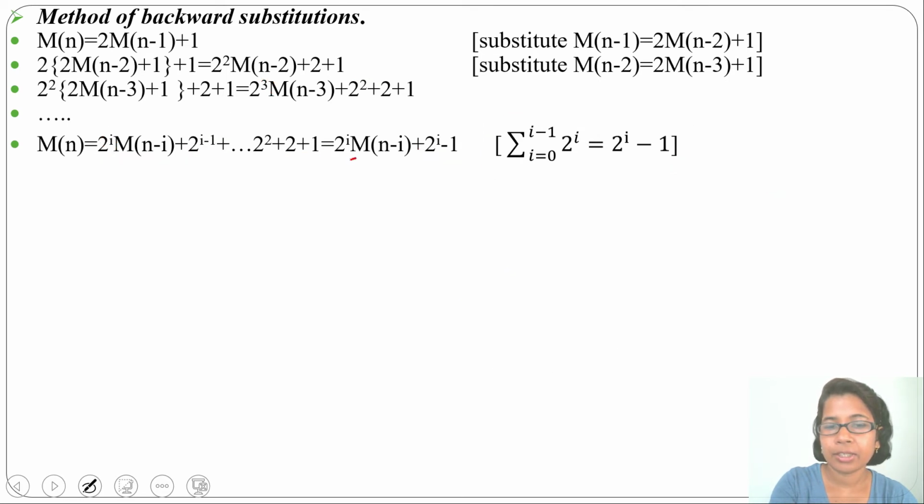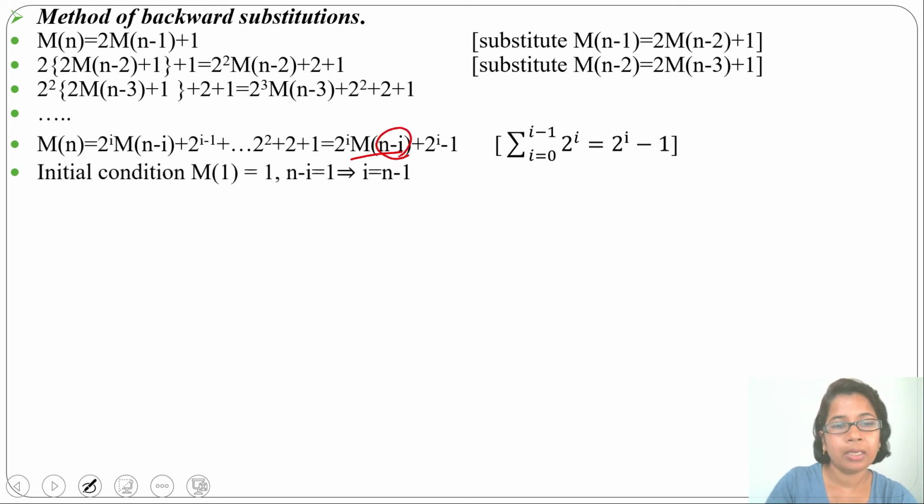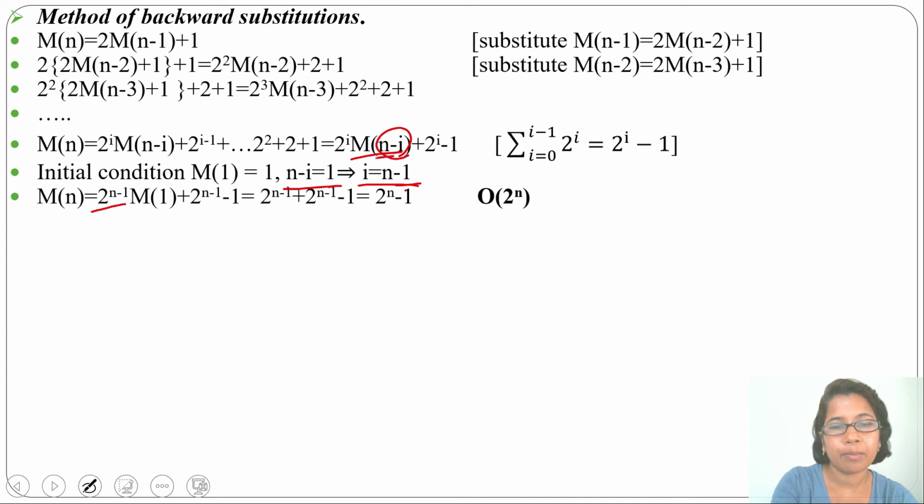And the initial condition given is M of 1 equals 1. So we need to compare n minus i with 1. n minus i equals 1 means i value is n minus 1. Now just substitute i. In place of i, we will substitute n minus 1. So 2 power n minus 1, M of 1, since n minus i is 1. Then 2 power i, so in place of i, we will substitute n minus 1 minus 1. Now this M of 1 is 1. We got 2 power n minus 1 plus 2 power n minus 1 minus 1.